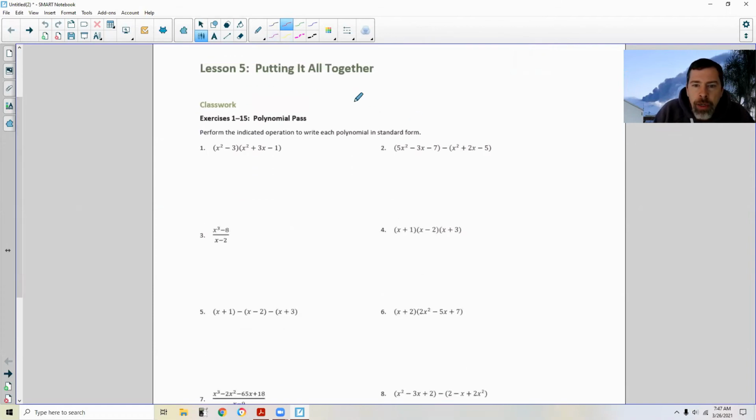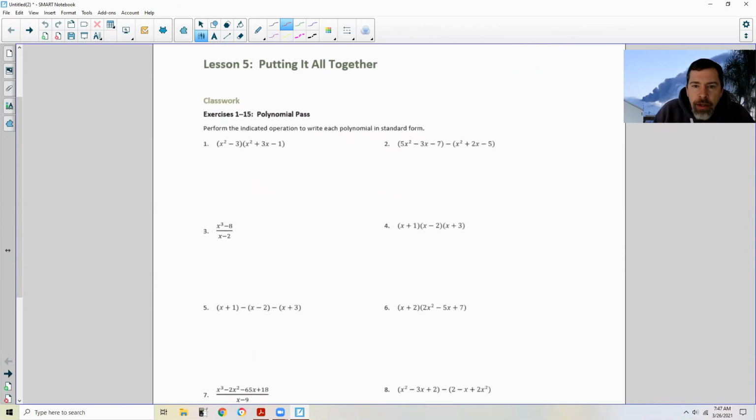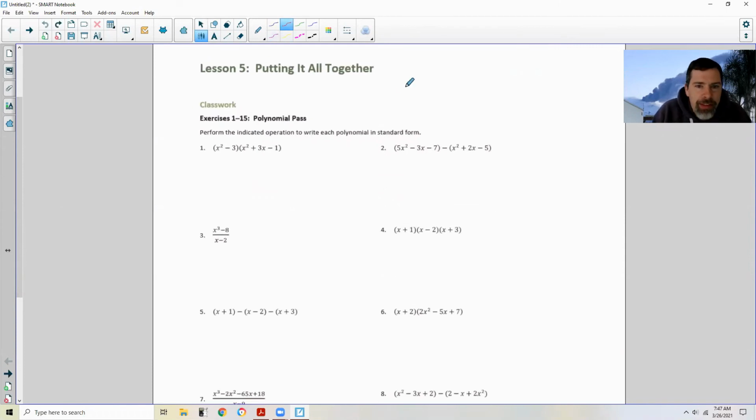So standard form, I'm just going to remind you, is ax squared plus bx plus c equals 0. There is standard form. Okay. All right, perform the indicated operation to write each polynomial in standard form. Here we go. What I'm going to do is I'm going to distribute. I'm not going to do a tablet. So I'm going to distribute.